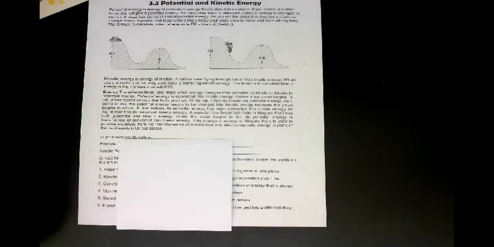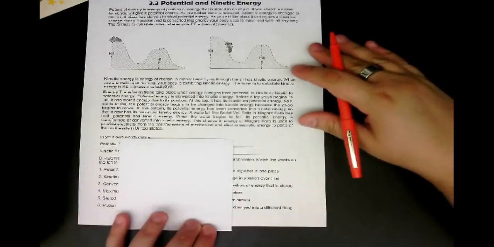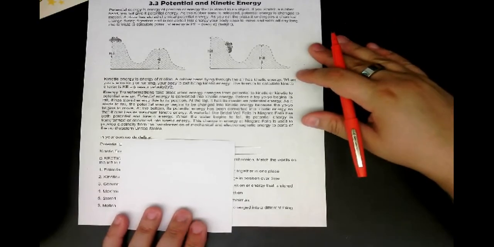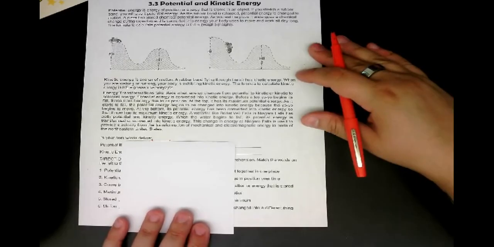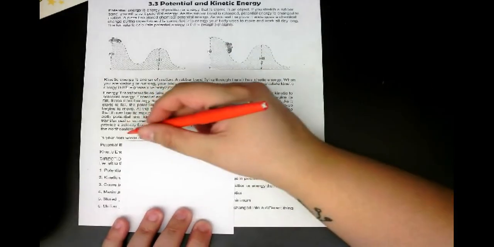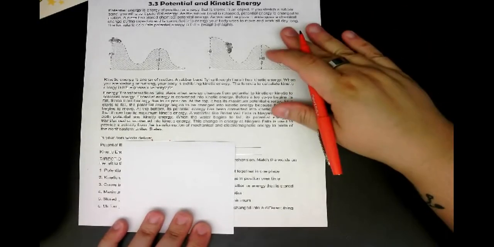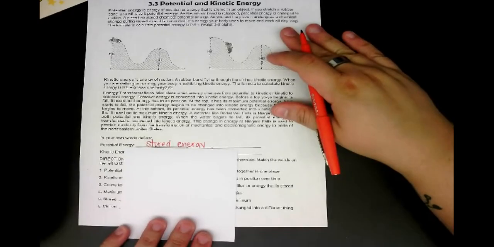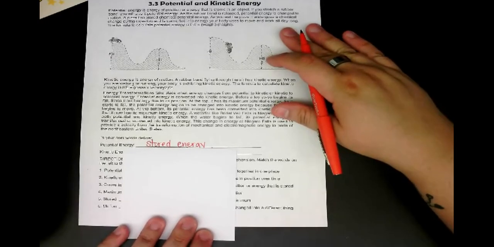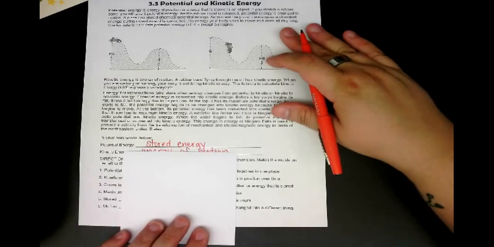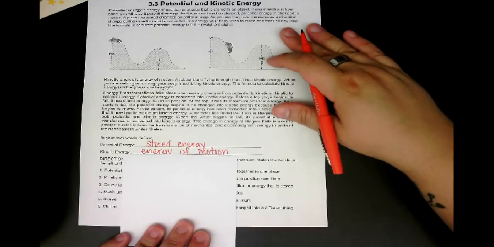All right, we are back, and let's go over the questions. Your definitions do not have to be exactly the same as mine because it says in your own words. It just has to be at least close. So what I said was potential energy is stored energy. Really simple. It's not super difficult. Just stored, it's stored up. Kinetic energy is energy of motion. So potential is stored up, kinetic is moving.